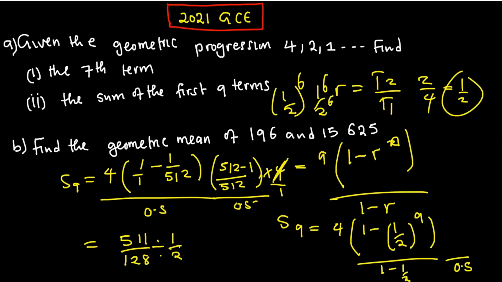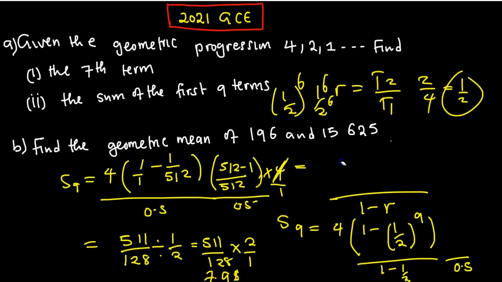So what are we going to do? Here is just the same as 511 divided by 128, multiplied by 2 over 1. So 511 multiplied by 2, divided by 128. For me it is giving me 7.98. So that is how you find the sum here.